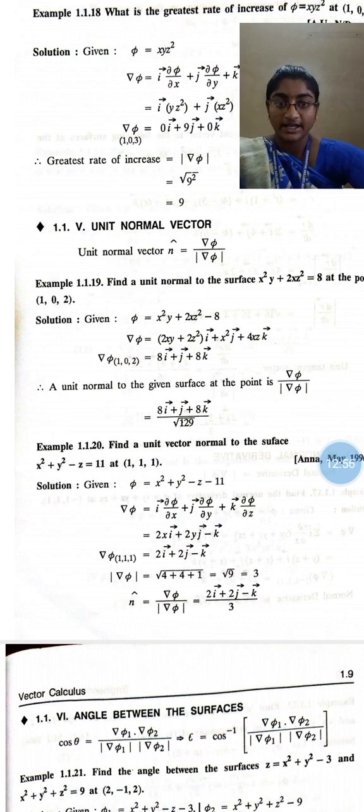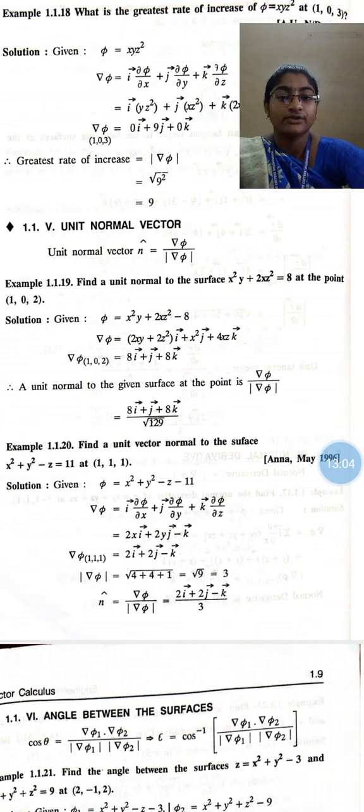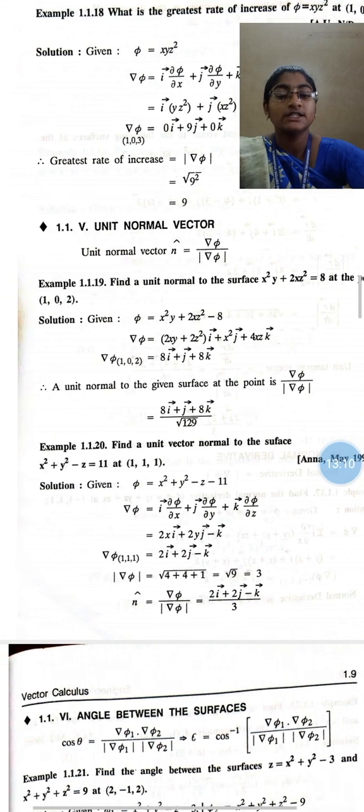First we have to find the gradient and also we have to find the modulus of the gradient. In the first question, find the unit normal to the surface x square y plus 2x z square is equal to 8 at the point 1, 0, 2. So this surface is written as pi. So the pi value is x square y plus 2x z square, and the 8 will become minus 8 on the next side. So write minus 8.